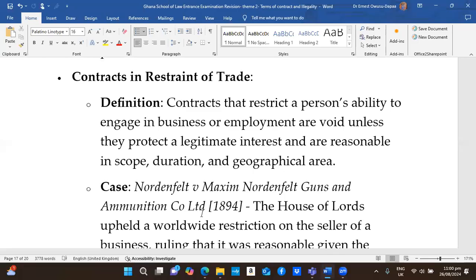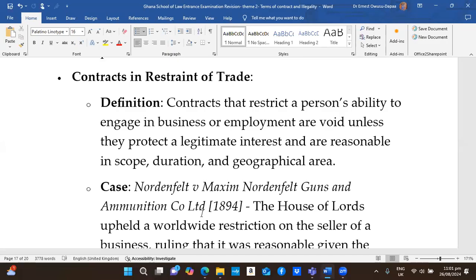The caveat is that if such a contract is made in order to protect legitimate interests of the person who is seeking to restrict the ability of another to engage in business or employment, then so long as such a contract is considered as being necessary to protect the legitimate interests of that person, it will be allowed. And the question is, how do we know whether it protects legitimate interests? The court will look at it from the reasonableness of the restriction in terms of the scope. How wide is the restriction? If the restriction is wider than what is really needed to protect your interests, then the court will not consider it as legitimate and will strike it down.